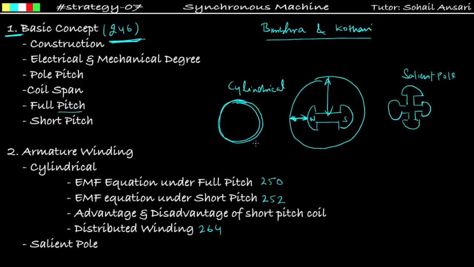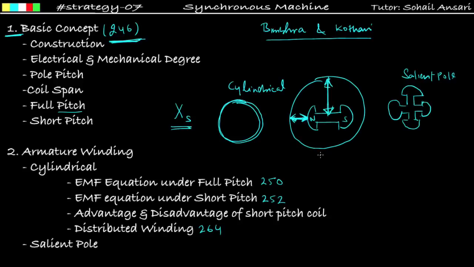In cylindrical rotor, the leakage reactance is uniform. Therefore, we can represent it directly by Xs. But in salient pole rotor, because of the non-uniform nature of the air gap, non-uniform reactance is available. Here, the air gap is less, and if the air gap is less, it means reactance will be more. And here, the air gap is more, meaning reactance will be less.